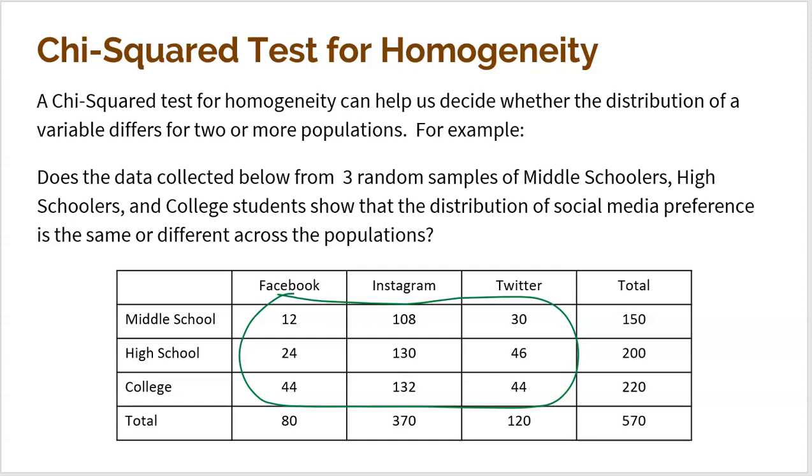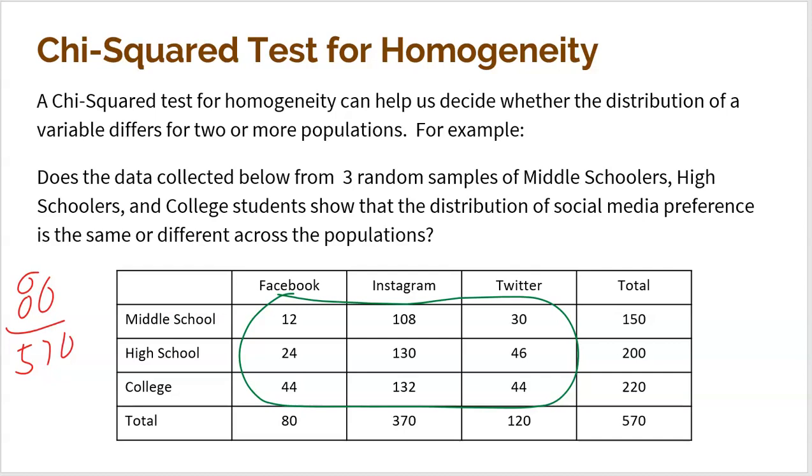So you have to start with the totals. For example, 80 out of 570 people like Facebook. So I'm going to write that down here. 80 out of 570. 80 out of 570 is about 14%. So what we mean by the same across populations is this. If 14% of all kids, middle schoolers, high school, college, all people in my survey, use Facebook, well then, if it's really no difference, I should see 14% of middle schoolers use Facebook. I should see 14% of high schoolers use Facebook. I should see 14% of college students use Facebook.